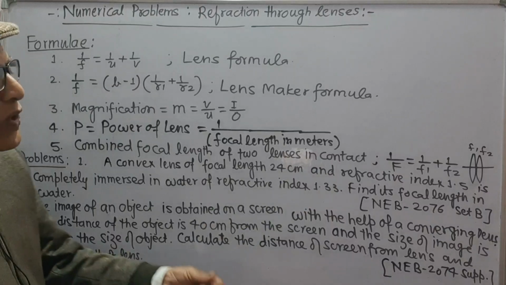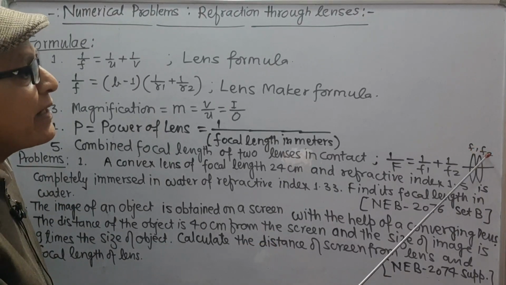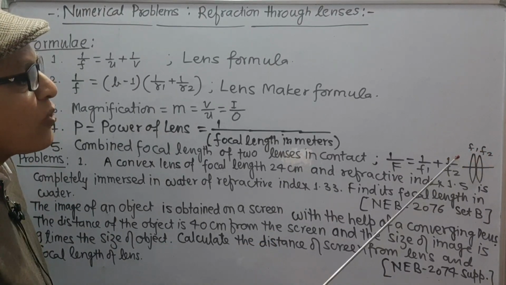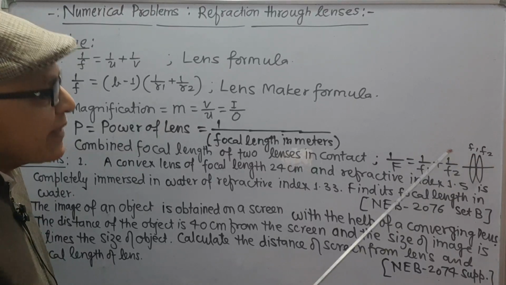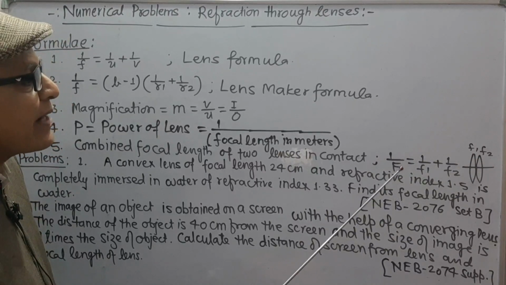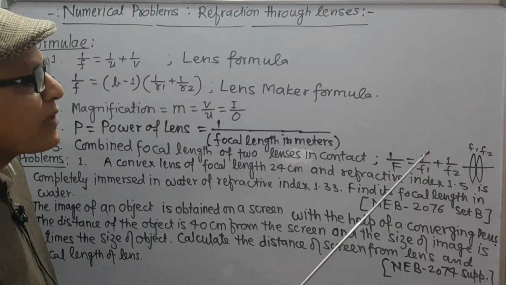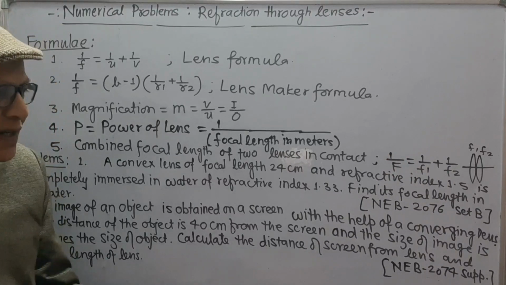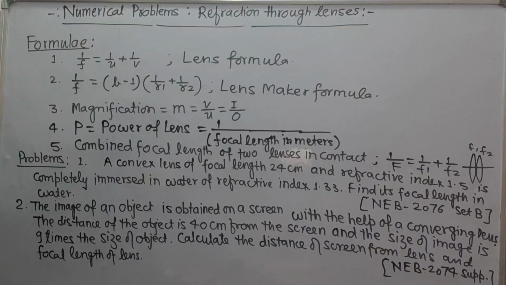When two lenses of focal lengths f1 and f2 are placed coaxially in contact, then the combined focal length capital F is given by this relation: 1 upon F is equal to 1 upon f1 plus 1 upon f2.